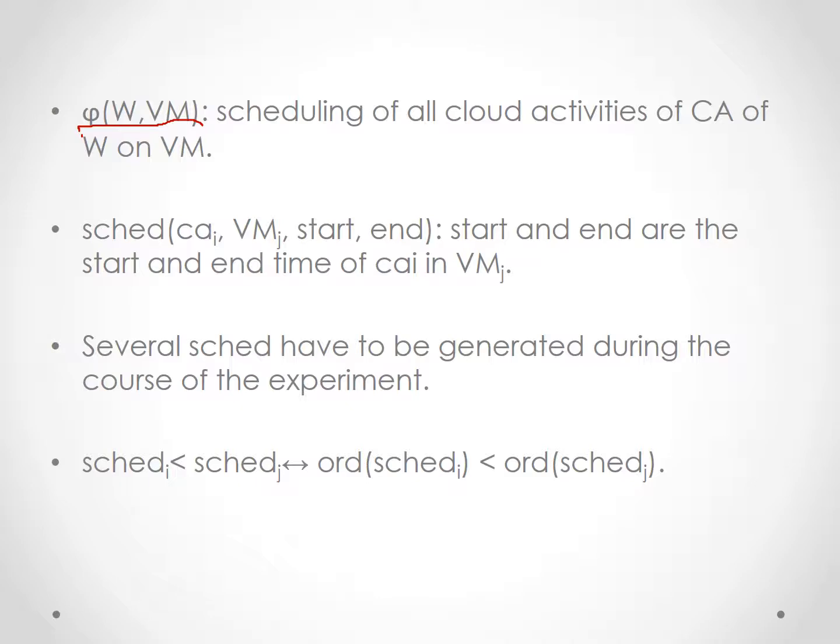Now, since the cloud is a changing environment, virtual machines are instantiated and destroyed during the course of the workflow. So we cannot create an a priori scheduling plan. Therefore, several scheduling plans have to be generated during the course of the experiment. Now, schedule i is less than schedule j is denoted like this, where ORD, order of schedule i, denotes the position of schedule i in the sequence of the schedules.